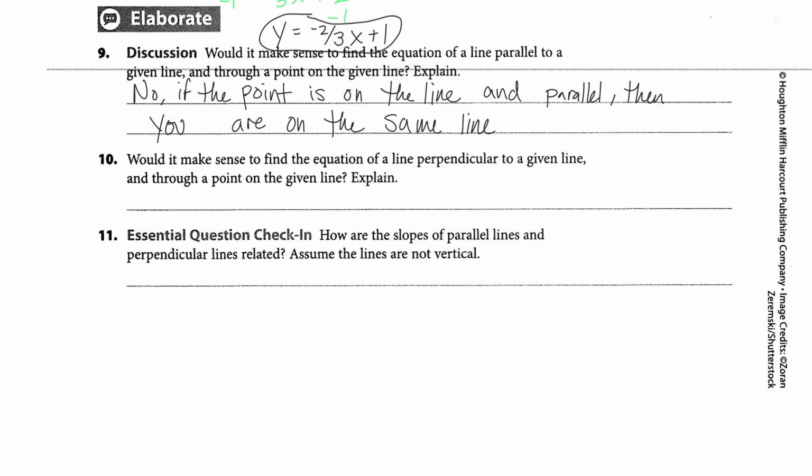Would it make sense to find the equation of a line perpendicular to a given line and through a point on the given line? Explain. Yes. If it's perpendicular to the line and going through a point on the line, then that point is where they intersect, forming a 90-degree angle.